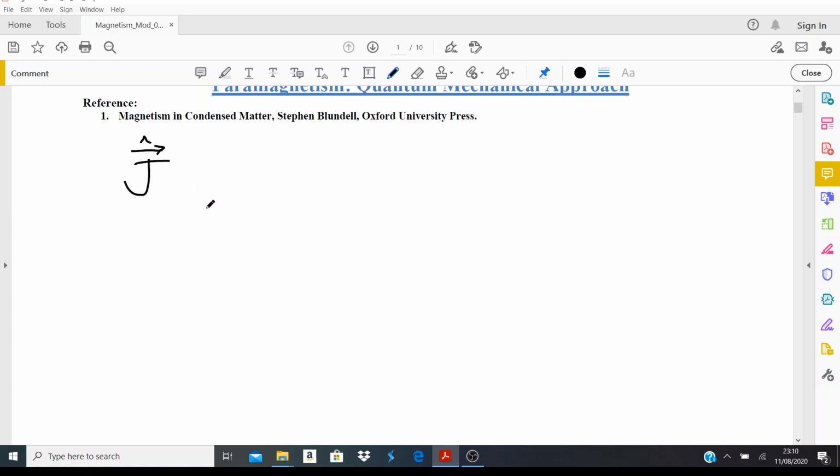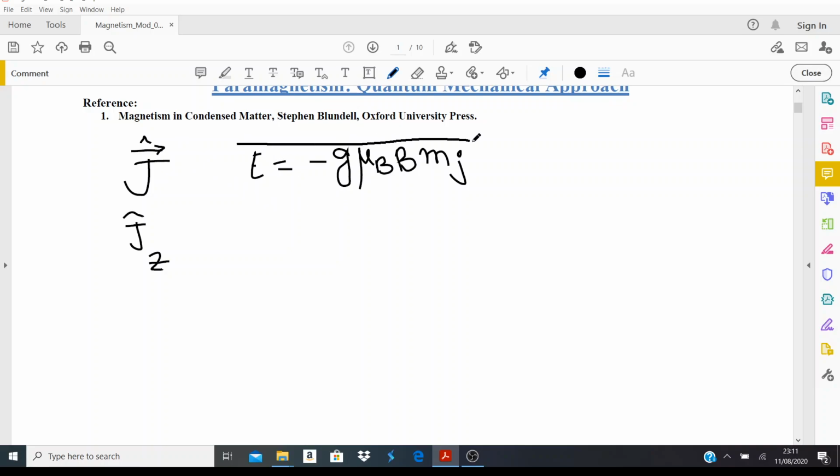And I have shown in the last lecture that the energy of a single electron in that partially filled atom is given by minus the Landé g factor, Bohr magneton, times the magnetic field, and we have the quantum number associated with the Jz operator, right? Which is the z component of this total angular momentum. So that's the expression for the energy.